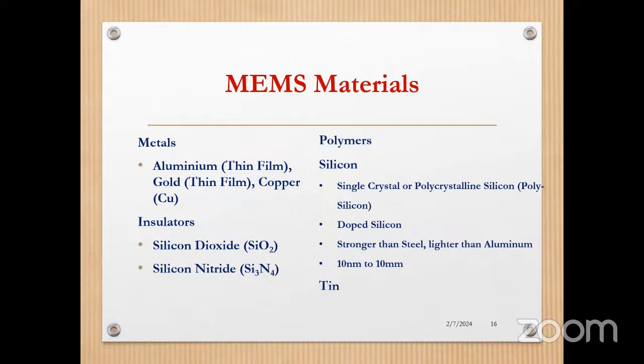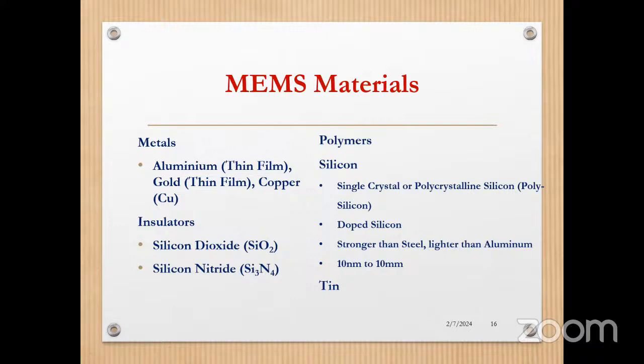The most commonly used and very important material in MEMS is silicon. The silicon can be a single crystal, polycrystalline silicon, or doped silicon. A very important feature of silicon is that it is much stronger than steel at comparable thickness, for example 200 micrometer or 500 micrometer. And the thickness ranges between 10 nanometer to 10 millimeter.